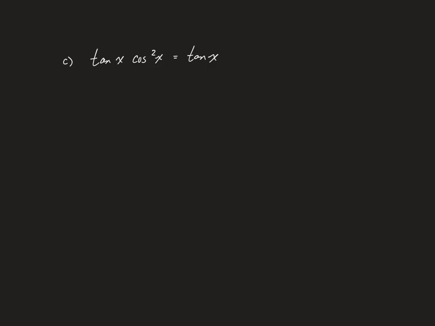Okay, we're back. So first thing I notice, I have different trig ratios. I have tan x and cos x. So what I'm going to do is get everything to one side.